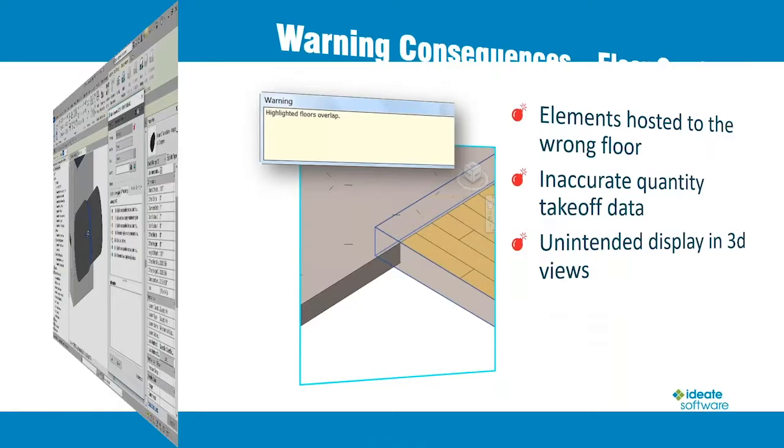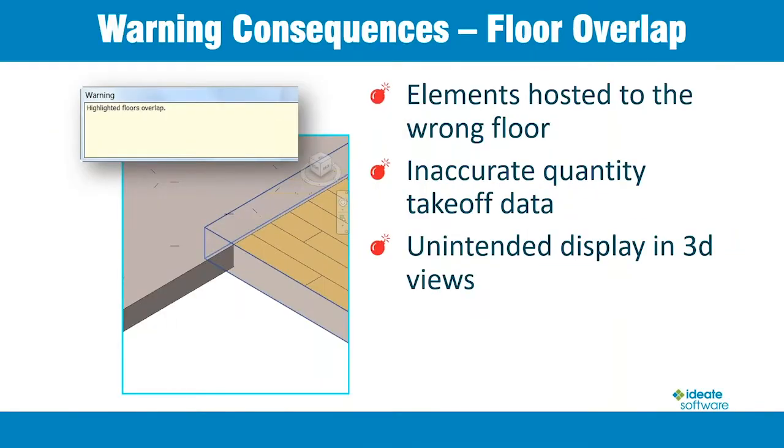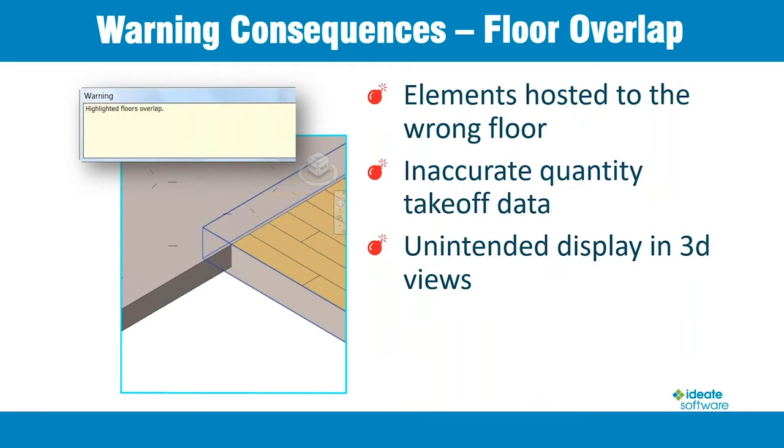And then there's these geometric warnings. This is a good one where I said this earlier, the floor overlap. This could cause inaccurate quantity takeoff. It could cause unintended consequences in the 3D views. Maybe the elements might get hosted to the wrong floor. So it's important to understand this.